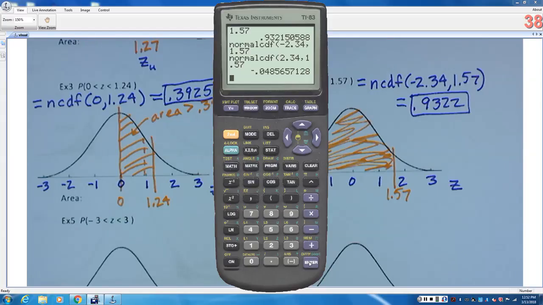If you get a negative area, what does that mean? Can you have negative probability? No. But why did we get a negative here? Because we went from 2.34 to 1.57. We went in a negative direction on the horizontal axis. That's why it thinks it's a negative area. We always want to put the smaller number on the left, the bigger number on the right. But I purposely left off the negative sign. This is the wrong answer to this problem. Okay? Just showing you what can happen.